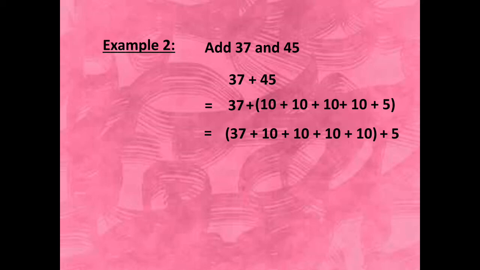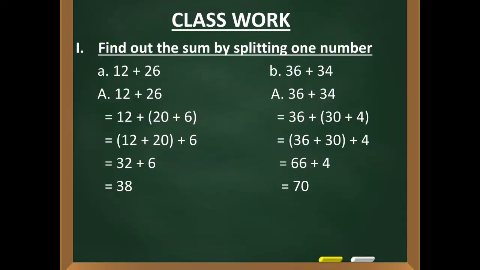So 37 plus 10, 47, 47 plus 10, 57, 57 plus 10, 67, 67 plus 10, 77, then 5. So 77, 5 times forward, 78, 79, 80, 81 and 82. So 37 plus 45 is equal to 82.